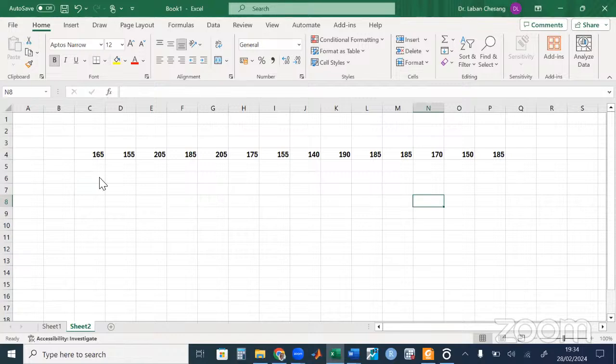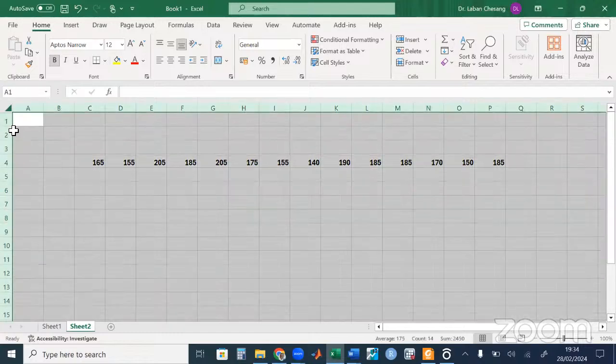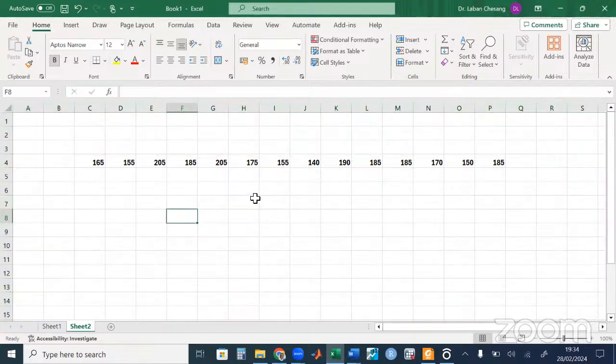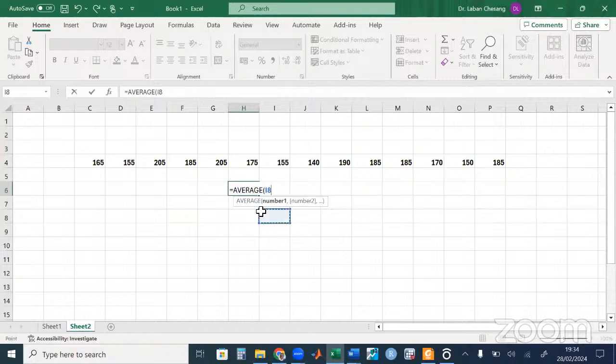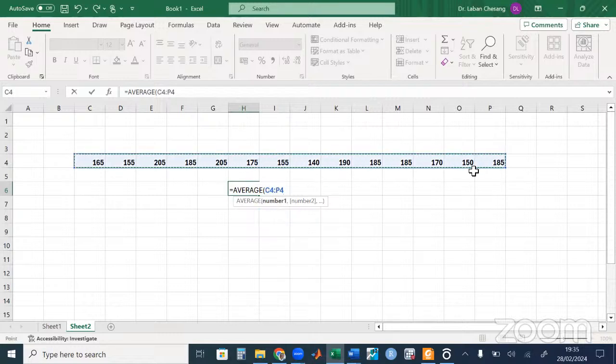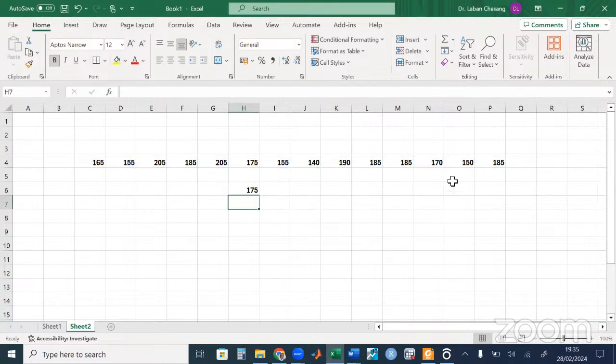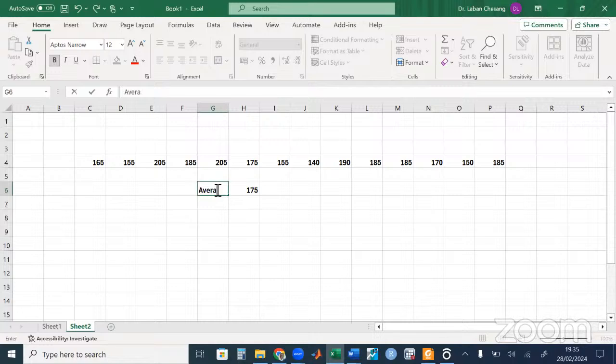So we can do an average here. What is the Excel function for the average? It is equals AVERAGE. So I double click on the average. Then from there, I can just highlight the entire values and close the brackets. So I have a quick average of 0.75. I can also get a standard deviation.